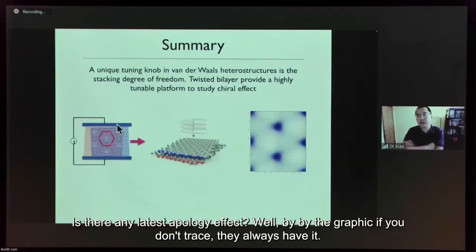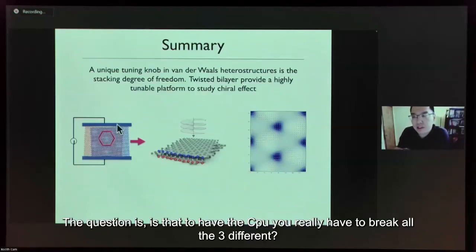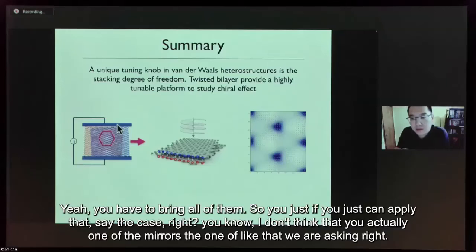No, for bilayer graphene, if you don't twist, it always has an inversion center. It doesn't matter how you shift. And even if you open up a small gap, because you can apply displacement, you can open a small gap. I think the question is that to have the CPG, you really have to break all three mirror symmetries. Yeah, you have to break all of them. So if you just apply, let's say, a gate in a parallel graphene and open a gap, I don't think that works, because one of the mirrors, mirror X or mirror Y, still has to be there.